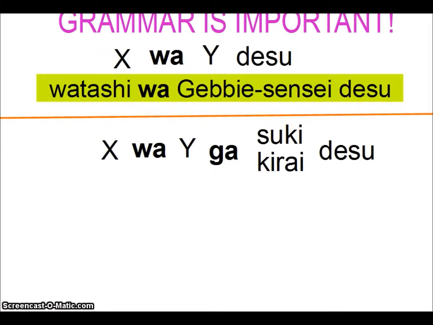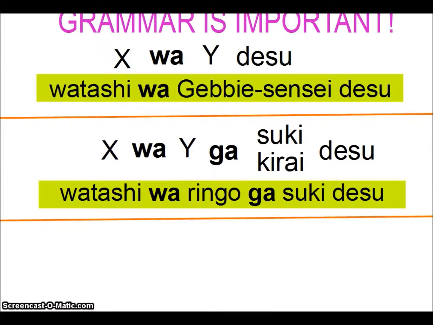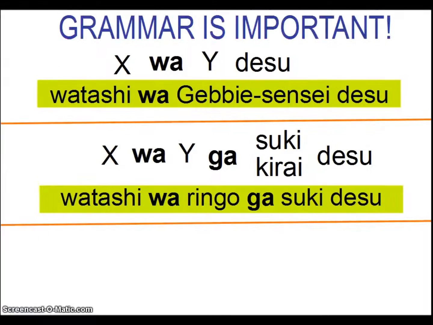So you can plug whatever you want in for these different pieces, but it still means X likes Y, or X doesn't like Y. And so the example I'm going to stick with for this would be Watashi wa ringo ga suki desu. I like apples. Watashi wa ringo ga suki desu.